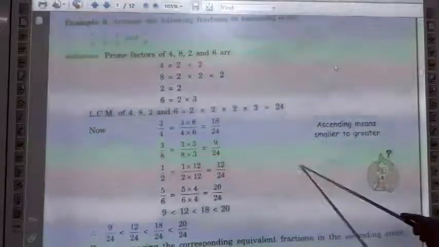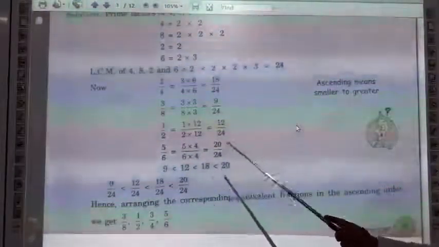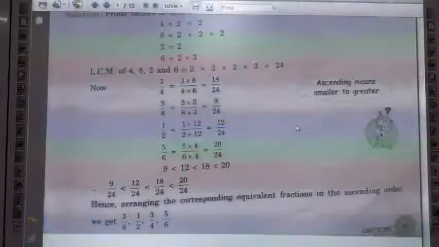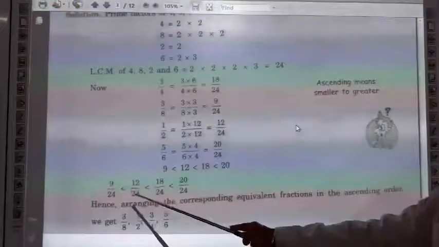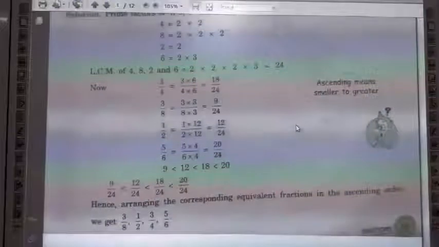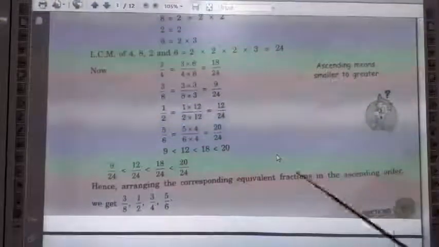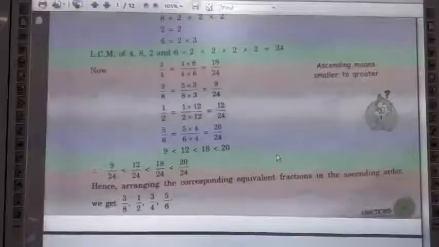So 9 is less than 12, 12 is less than 18, 18 is less than 20. So 9 upon 24 is less than 12 upon 24, 12 upon 24 is less than 18 upon 24, 18 upon 24 is less than 20 upon 24. Hence, arranging the corresponding equivalent fractions in ascending order, we get 3/8, 1/2, 3/4 and 5/6. Okay students, write down the example.